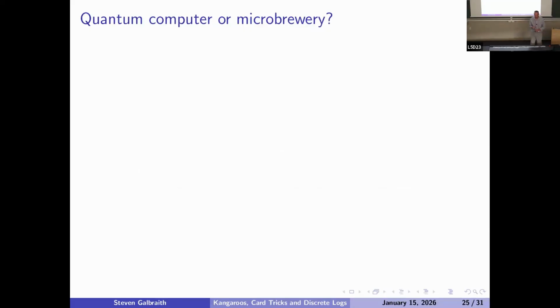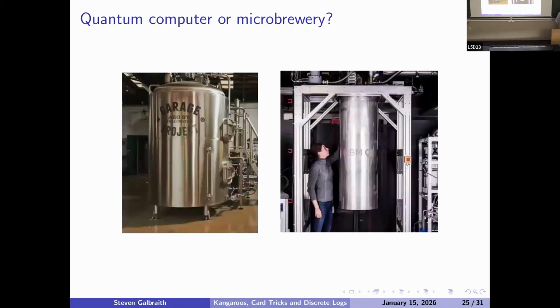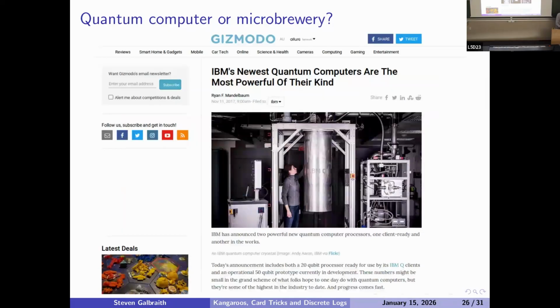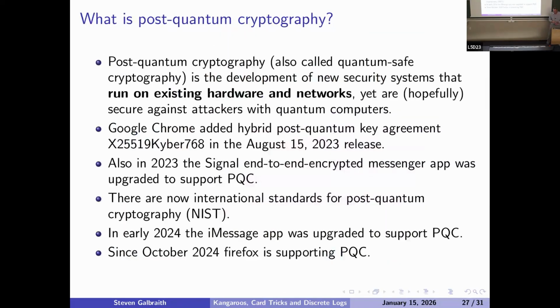Before I interrupt my story, it's time to play my favorite game: quantum computer or microbrewery. Okay, which was which? You may or may not know that IBM is a company that makes computing equipment, and you probably don't know that Garage Project is a microbrewery in Wellington, New Zealand. But anyway, this is actually really old. So these are old slides. Yeah. So anyway, quantum computers.